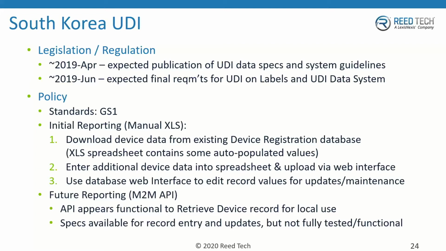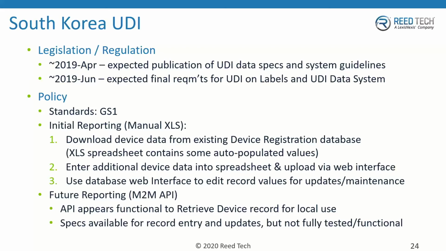So there's a step one of getting that data downloaded. Some of the fields are populated from that particular database, and then you add information to that spreadsheet regarding UDI fields, and then upload that completed spreadsheet back to the web interface, and then use a database for editing. So they're kind of starting off in a manual mode. We're looking at some machine-to-machine API connections there.